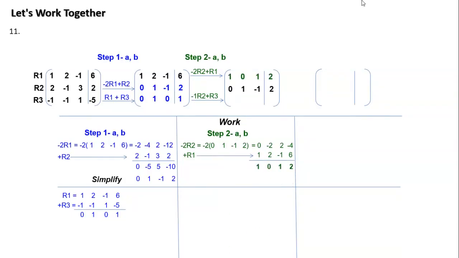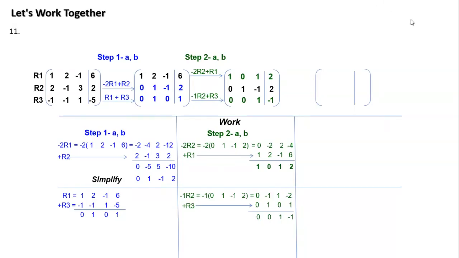Okay, so that's my new row 1. Do the same thing to eliminate and get my new row 3, and I have this. Again, you have to follow these steps. You first have to eliminate the first column, then the second column, and the third column. Deviate from this and it won't look nice.